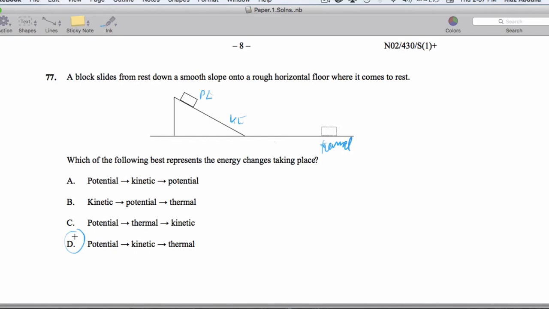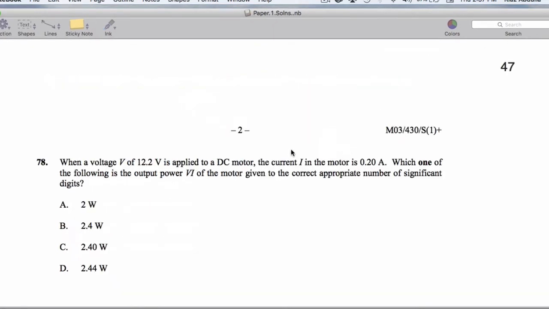Then question 78. Sig figs. All right. 3 sig figs, 2 sig figs, 2 sig figs. Don't even calculate.